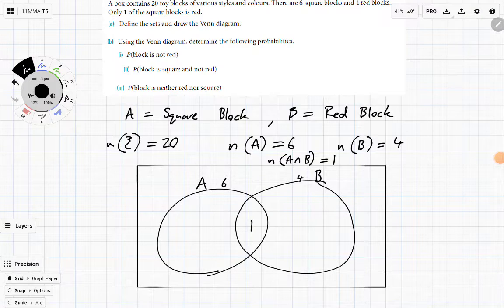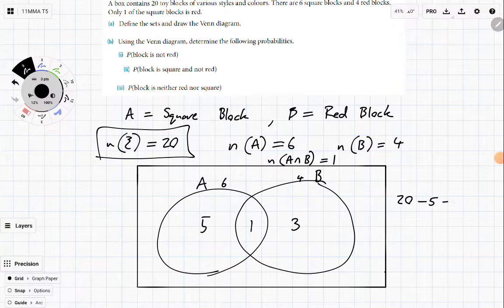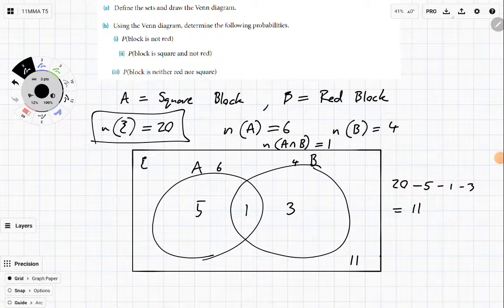Well, if one thing lives in the intersection, 5 must be the rest of A, because we've got 6 in A, and that means 3 for B, because we've got 4 in B. But we're never finished. Just because we finished the inside doesn't mean we're finished in total. We know that the total needs to add up to 20, and so far we've used 5 and 1 and 3, which is going to leave us with 11, and so 11 is going to be in the universal set. Alrighty, so now we've done part A, all finished up.